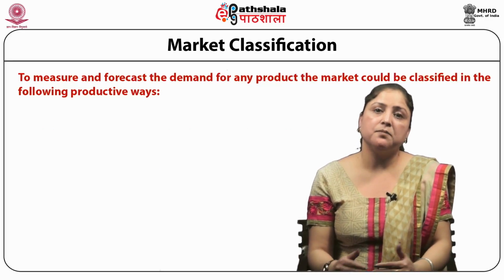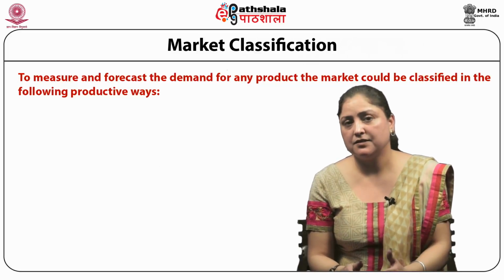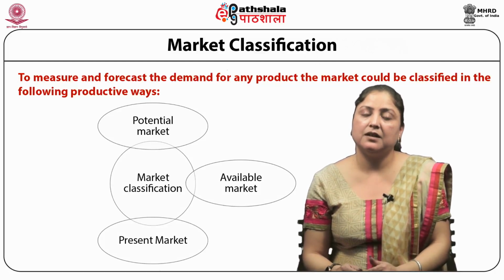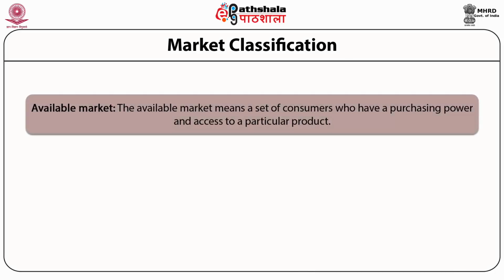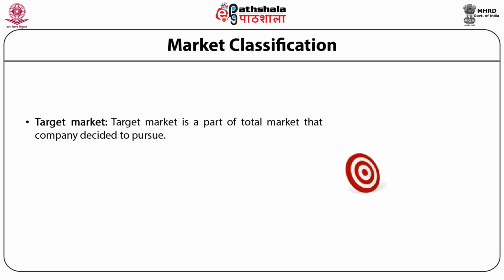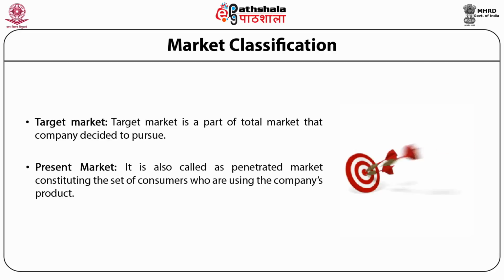To measure and forecast the demand for any product, the markets could be classified in different ways, like potential market, available market, present market, and also target market. Available market means a set of consumers who have purchasing power and access to a particular product. Potential market is that set of consumers who express a sufficient level of interest in a marketing offer in an industry at a given price, a given level of expenditures, and given commercial conditions. Target market is a part of the total market that the company decides to pursue. Present market, which is also called the penetrated market, constitutes the set of consumers who are using the company's product.